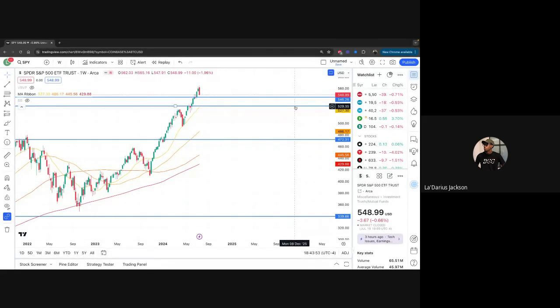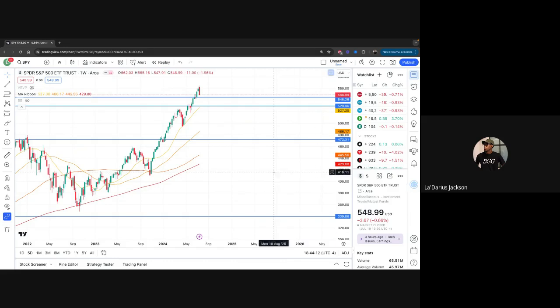You need a support line because you need to find the recent ground for the stock. So when the stock pulls back, it's not just going to drop out of the sky, right? This stock is currently at 548 or 549. Is it just going to drop from 548 down to zero?